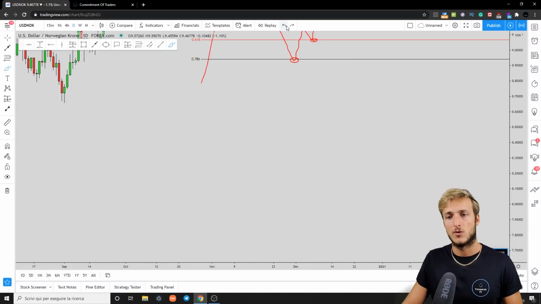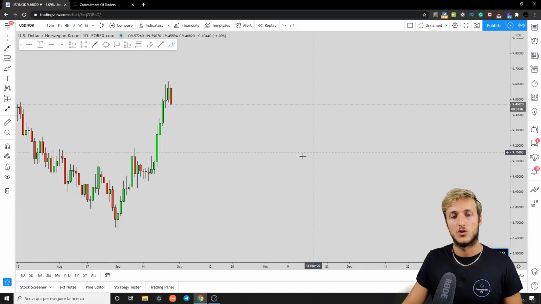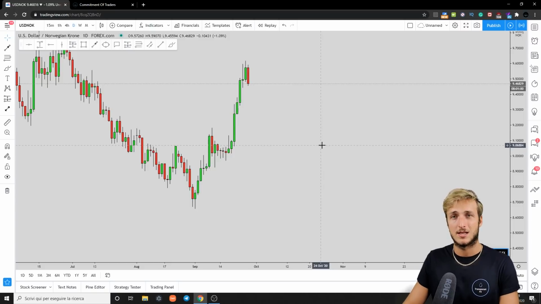So let's see how we used not only this concept, but also this concept in taking our long position on USD NOK with students last week.